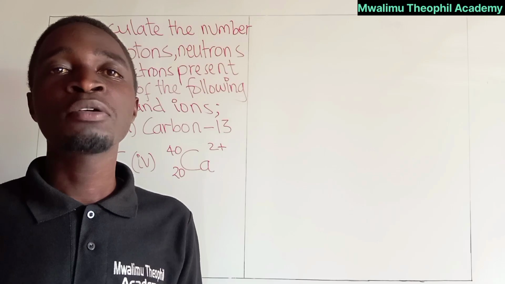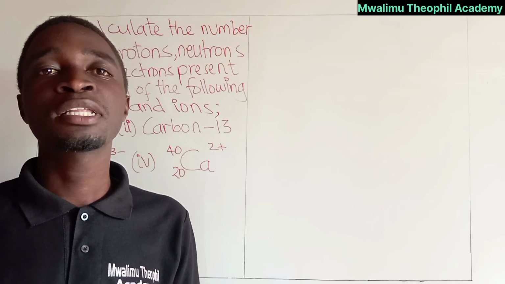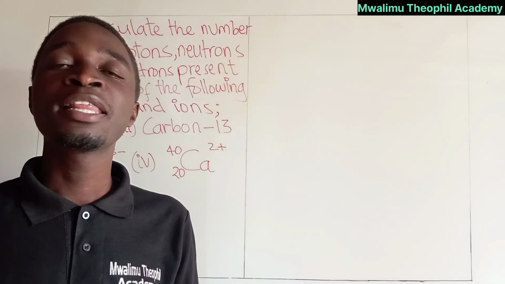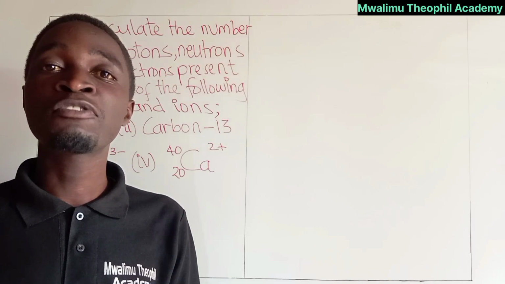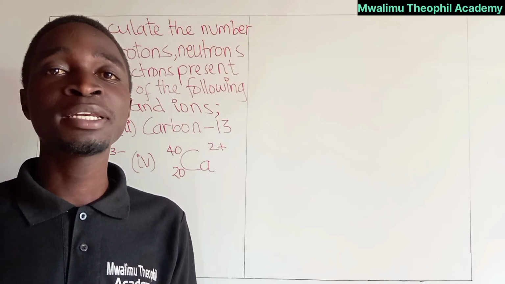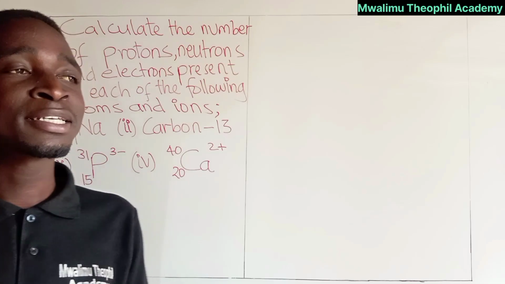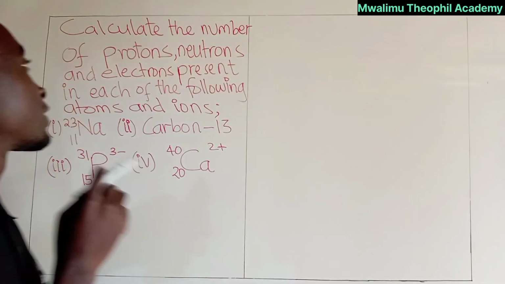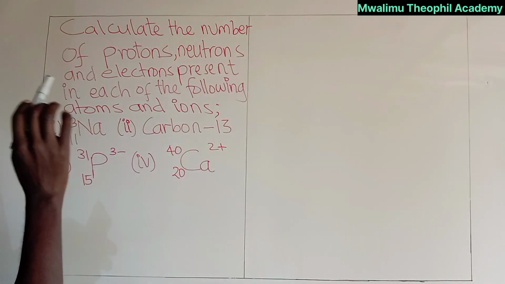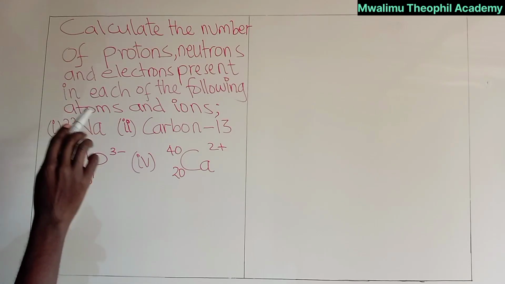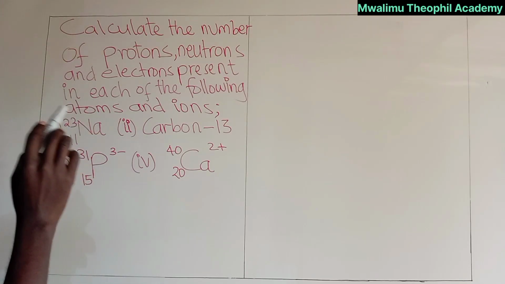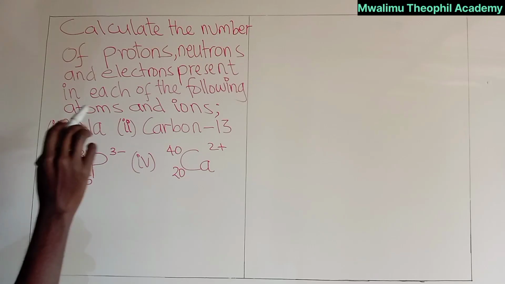In this lesson, you are going to learn how to calculate the number of protons, the number of neutrons, and the number of electrons in atoms and ions. Let us see the example here. It states: calculate the number of protons, neutrons, and electrons present in each of the following atoms and ions.